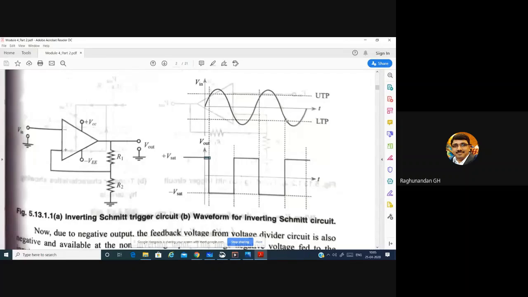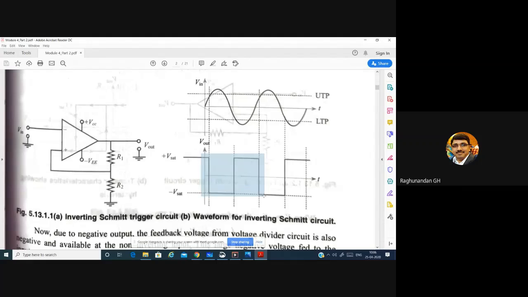Again, it has to come back and it has to cross the LTP. When the input is crossing the LTP, then again the output goes to plus V saturation. Whenever the input is crossing UTP or LTP, it is becoming positive saturation. Sorry, whenever the input is becoming greater in the positive phase, we are getting negative saturation. Whenever the input is becoming lesser in negative saturation, the greater in negative saturation, you are getting positive voltage.